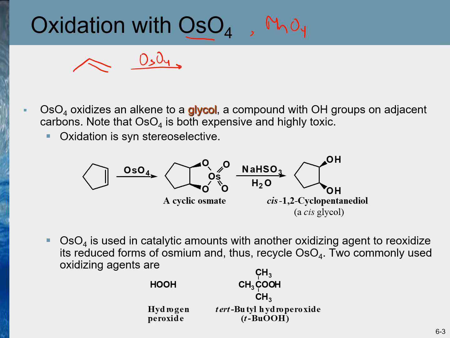there are some other reagents also which we'll discuss in a little while. The end product will be a compound in which two hydroxyl groups are present on adjacent carbons. So this is known as a diol or 1,2-diol. Now 1,2-diols are also known as vicinal diols, or they are also known as glycols.